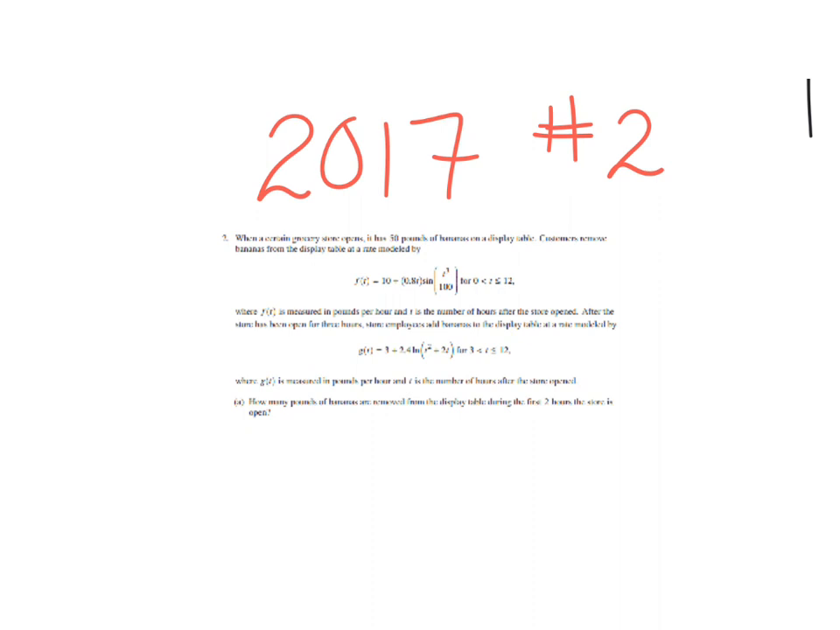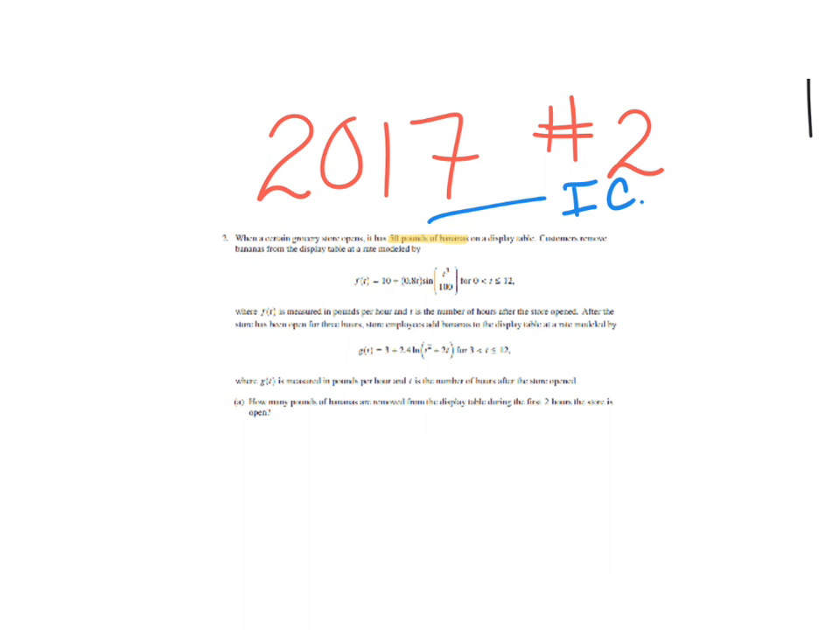All right, well, here we are to review question 2017, number 2. So question 2, a certain grocery store opens. It has 50 pounds of bananas on the table. So let's just start there and highlight those units. We have 50 pounds of bananas, and that's right when it opens. So again, we'll take note that that's our initial condition.